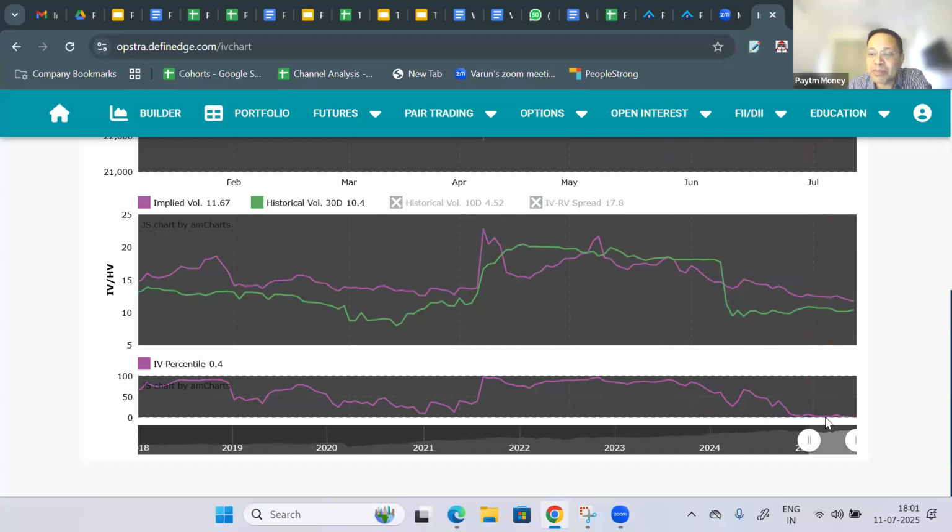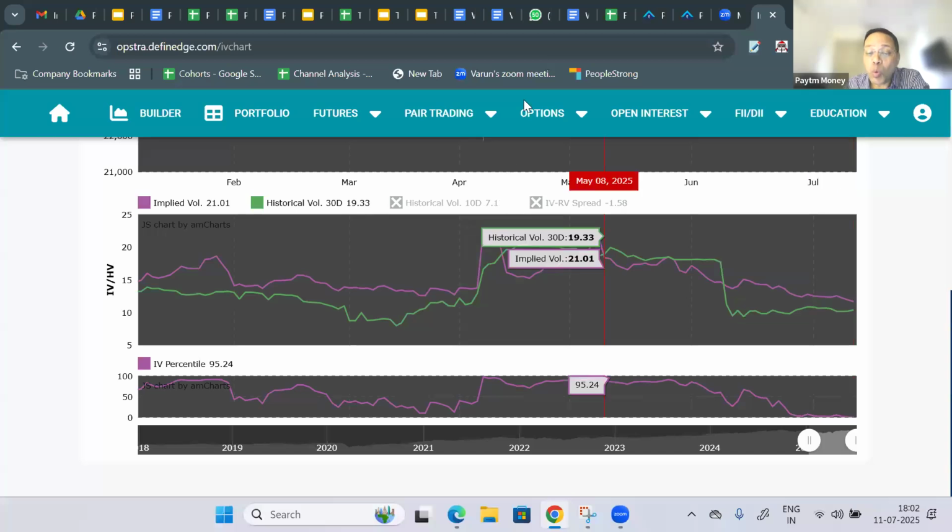And if you look at the line below, what is the number that you are seeing? 0.4. Now, in the month of May, what is the number you are seeing? 95. Now, the same IVP has come down to 0.4.